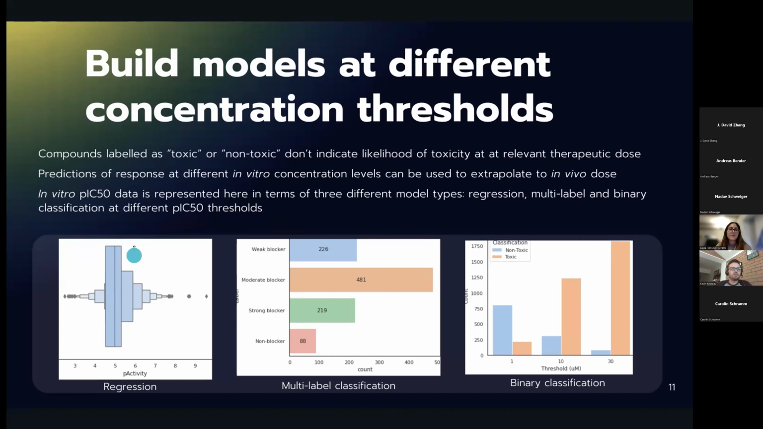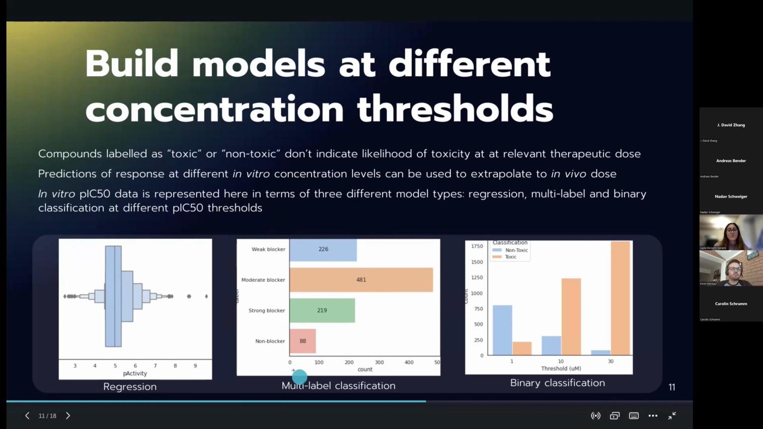So here we've got some in vitro pIC50 data for a toxicity target, which we've represented in three different types of models. The first is regression, which is just directly predicting the pIC50, which is very preferable. But in practice, this can be quite difficult to achieve high accuracy for because of the noise in bioactivity datasets. So it's often preferred to perform a classification.